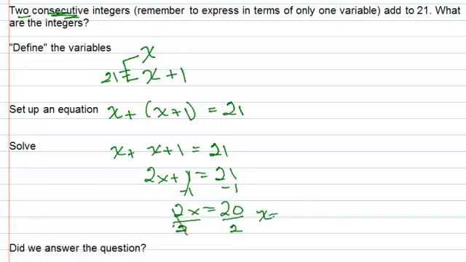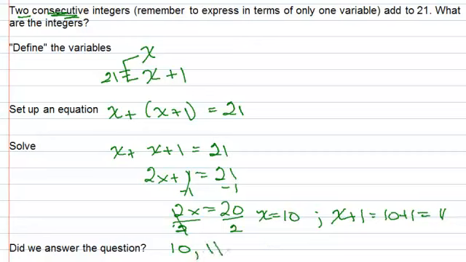So x is equal to 10. Then the next thing that we have to do is determine whether or not we answered the question. And the question was, what are the integers? So what we have here is one of the integers. So we have x is equal to 10. We know that the next one is x plus 1. So that's 10 plus 1, which is of course 11. So our second integer is 11.